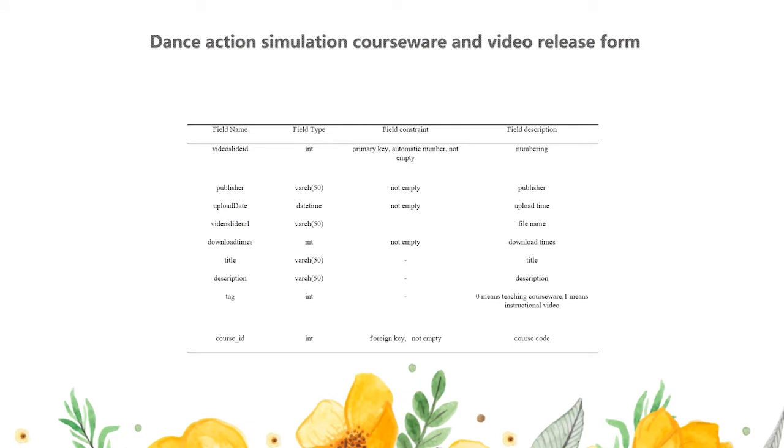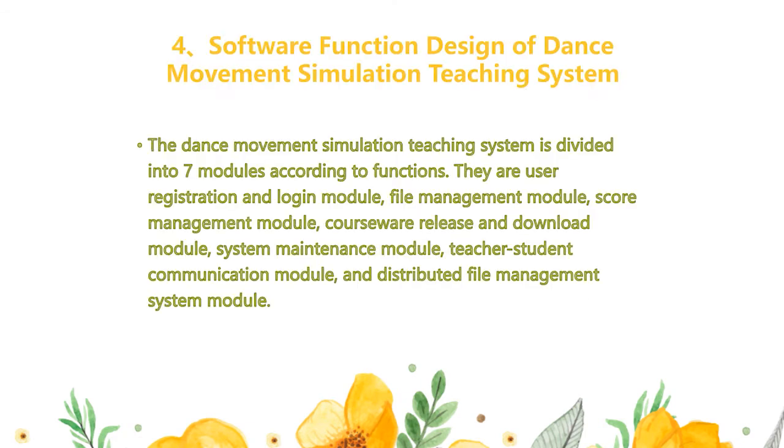Fourth, software function design of dance movement simulation teaching system. The dance movement simulation teaching system is divided into 7 modules according to functions: the user registration and login module, file management module, score management module, courseware release and download module, system maintenance module, teacher-student communication module, and distribution file management system module.